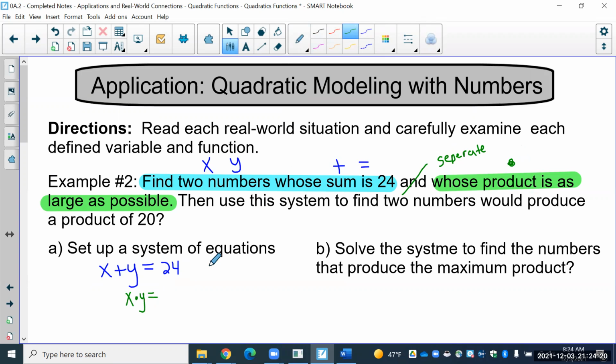So kids will set it equal to 24 or something. It actually equals the function called product because you're trying to maximize the product, which again is going to mean that we're going to use a vertex, which we'll get to in a couple of moments. Well, this sets up a system.